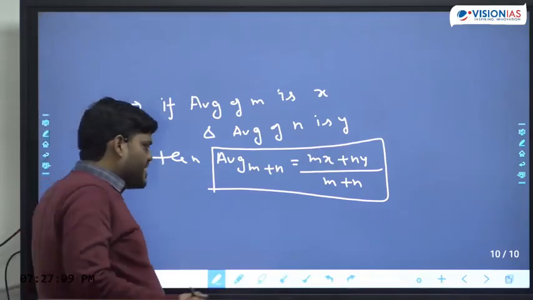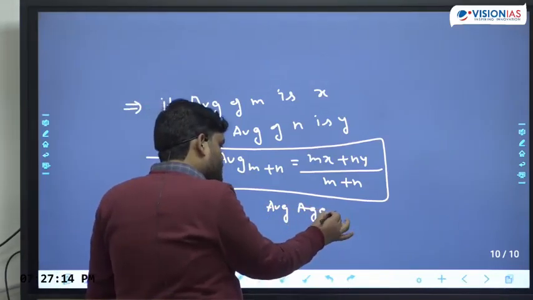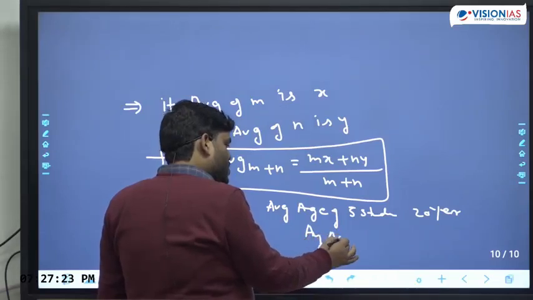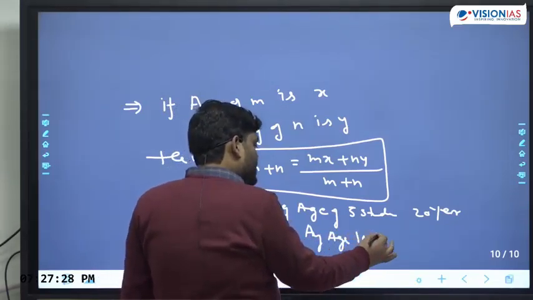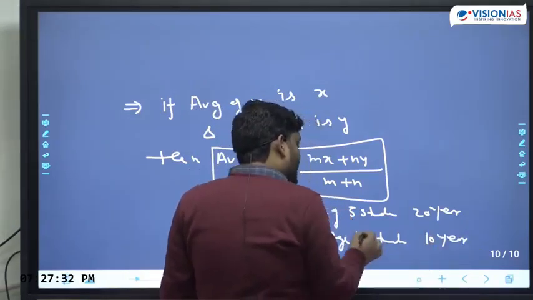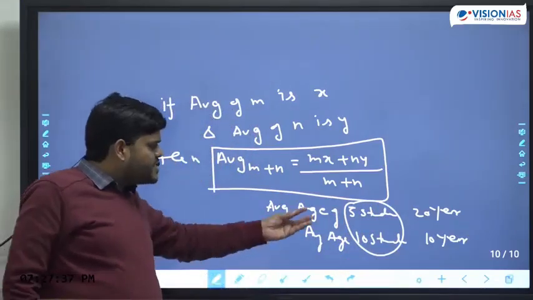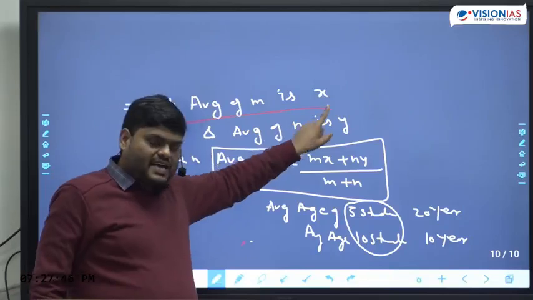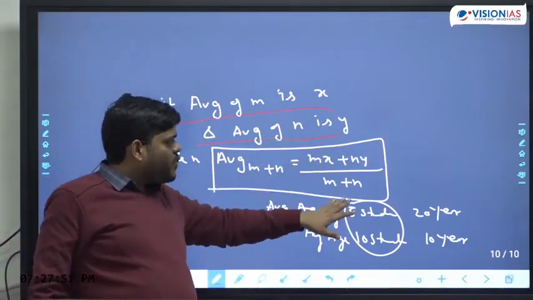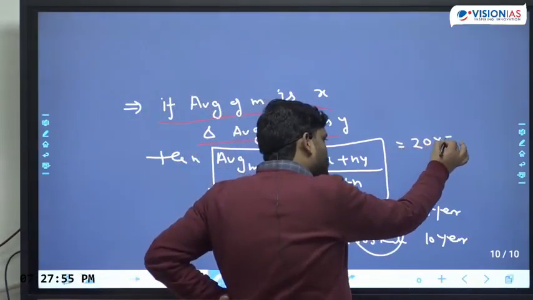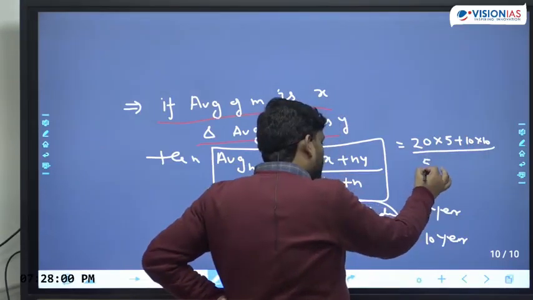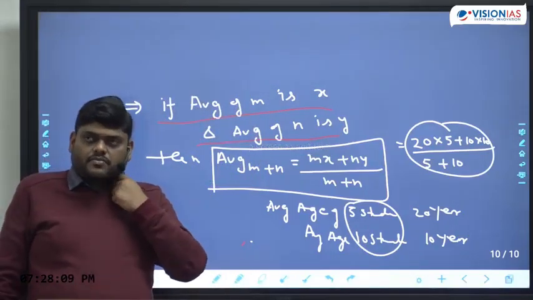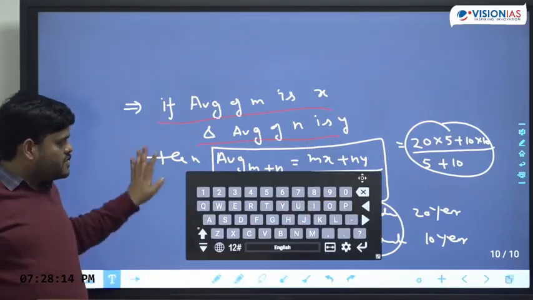Okay, now what is the meaning of this? Suppose I am saying the average age of 5 students is 20 years and the average age of another 10 students is 10 years. Find the average age of the total 15 students. Same logic: the average age of m is x, the average age of n is y, so the total average is mx plus ny divided by m plus n. So simply this will become 20 into 5 plus 10 into 10 divided by 5 plus 10. And we can solve this and find the answer.